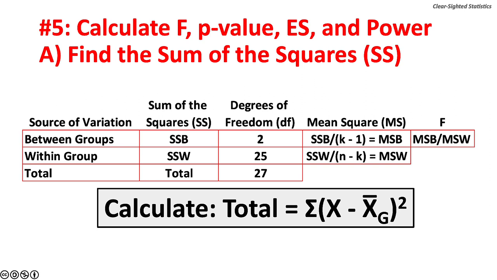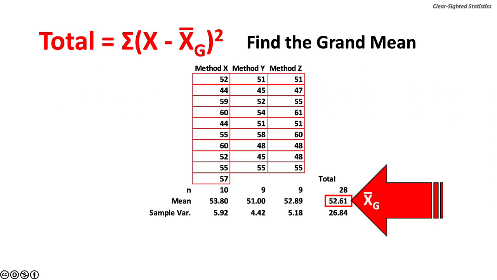We have already found the 3 degrees of freedom measures, so we will now calculate the 3 sums of squares. First, we will calculate the sum of the squares total, which Excel labels as total. To do this, we must find the grand or overall mean. We add all random values and divide by the total number of observations regardless of treatment. The grand mean is 52.61.